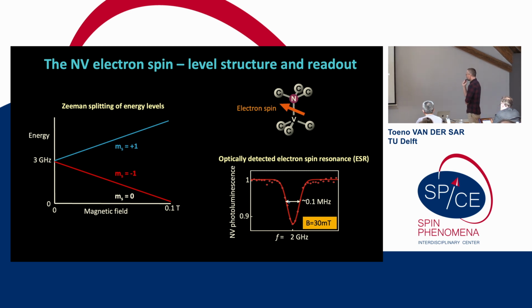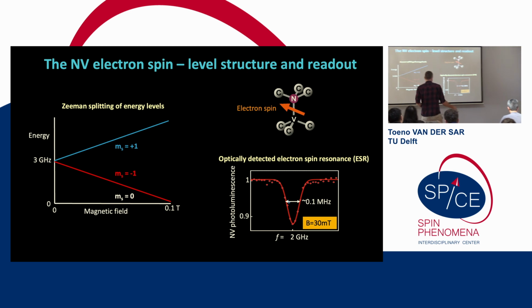Now, another thing you can use this measurement for is to detect the amplitude of the microwave magnetic field. So the stronger the microwave magnetic field, the bigger this dip will be. And this is what I will use to image spin waves in magnets.